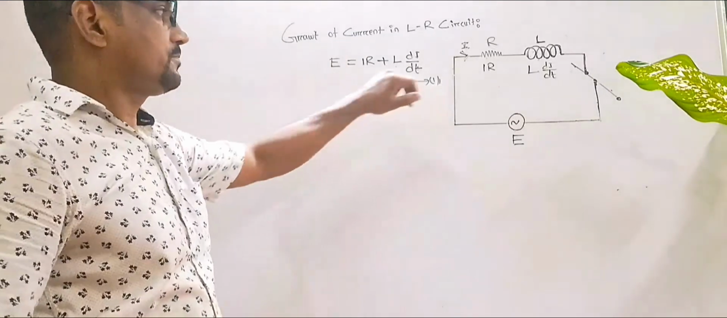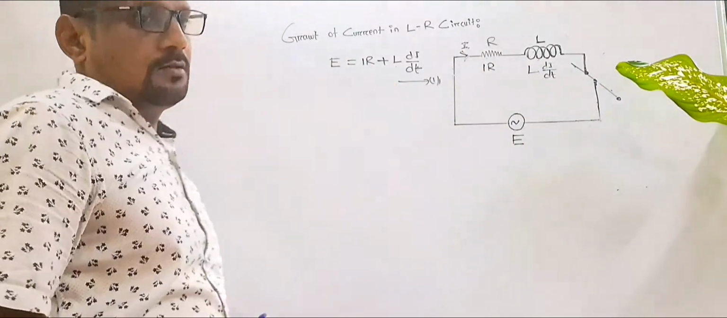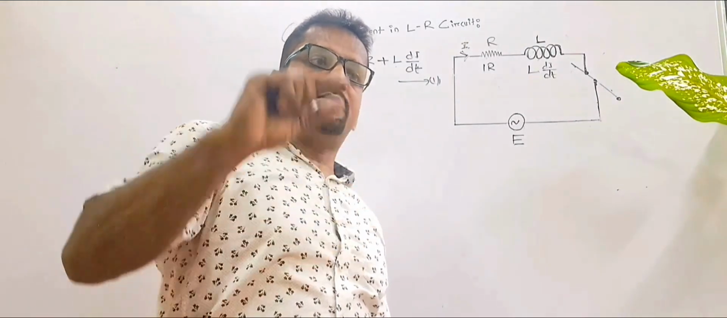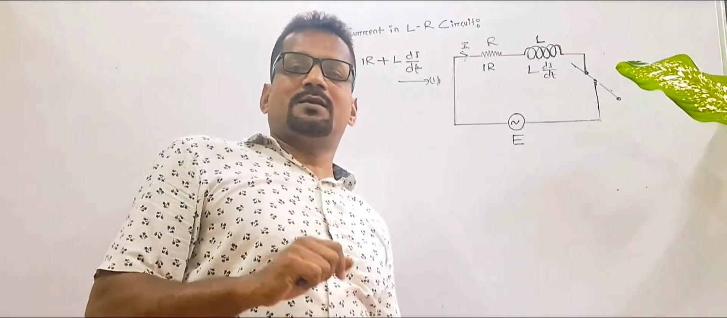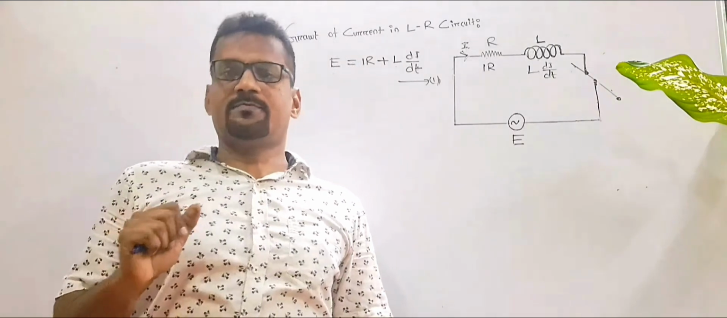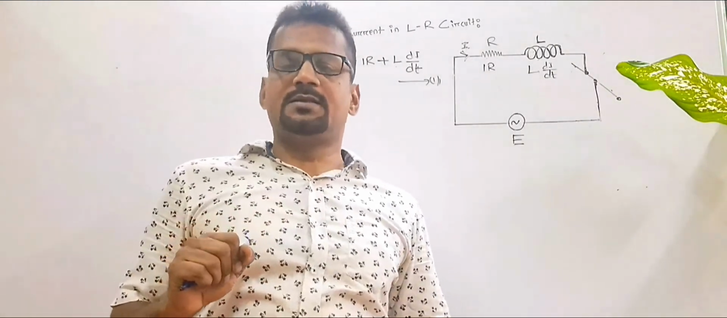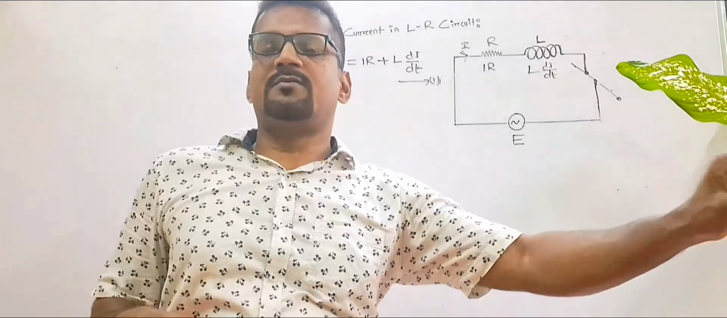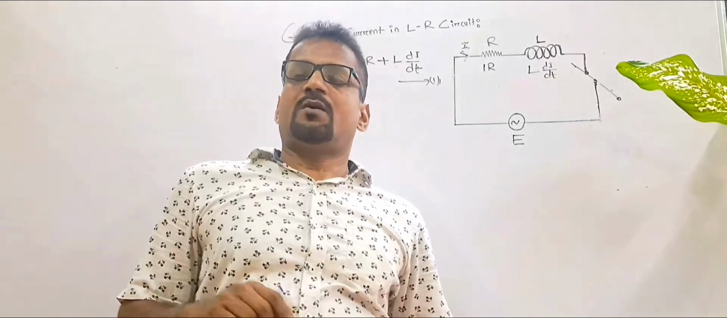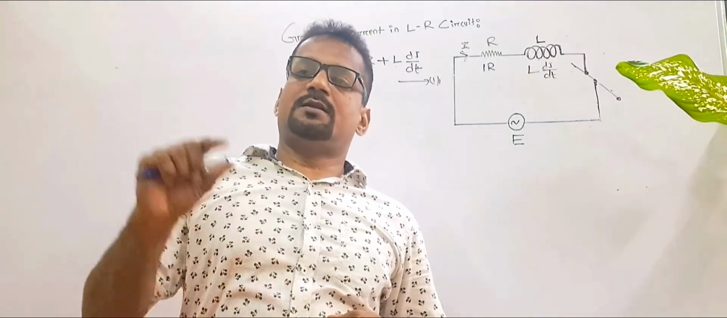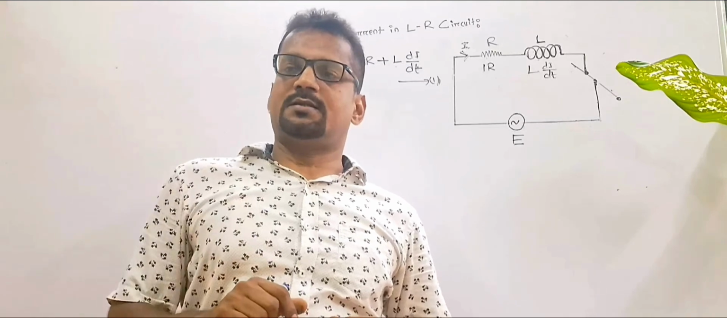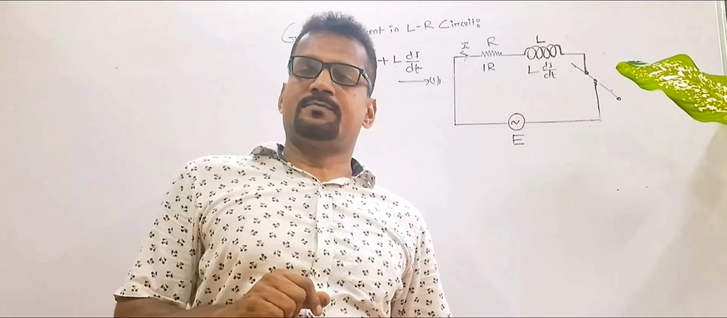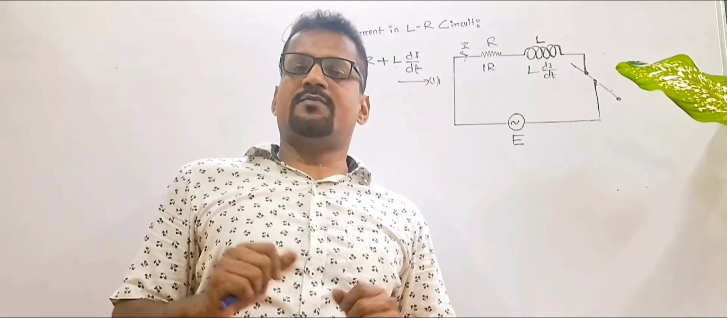That's known to us. Now you have to consider a situation when the current reaches its peak value in the circuit, that is I naught. In that case, what happens? In the inductor there will be no opposition of current. The property of an inductor is that it opposes the change in current, and the resistor opposes the flow of current. These two resistances are different.